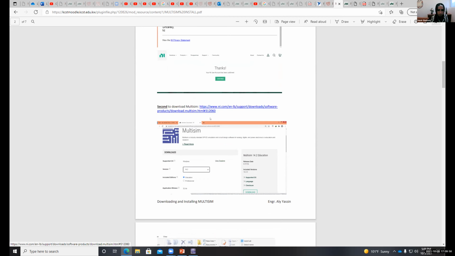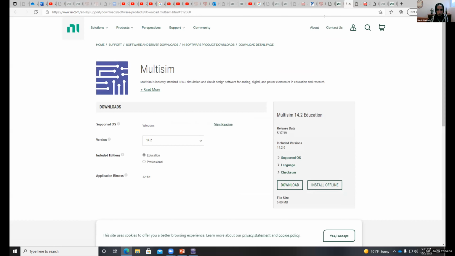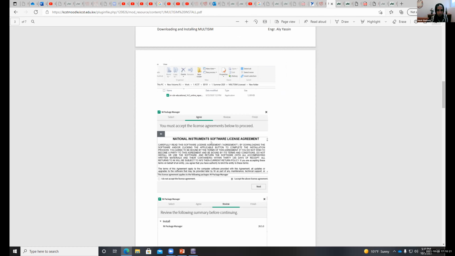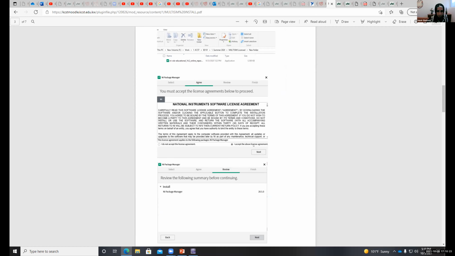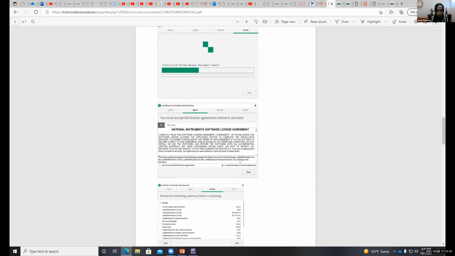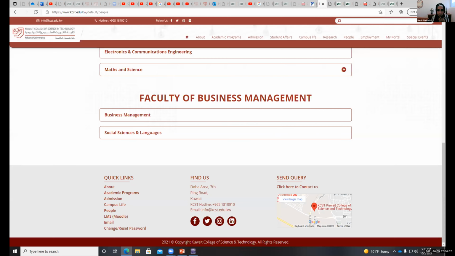Then you have to go to the second link to download Multisim. Click on this link. Then click on download and download Multisim. And then these pages will appear to you. Click on I accept the above license agreement. Then click next, next, next, and next until you reach this page. When you reach this page, you have to write the license number. I have sent it to you on Moodle, in the messages of Moodle.